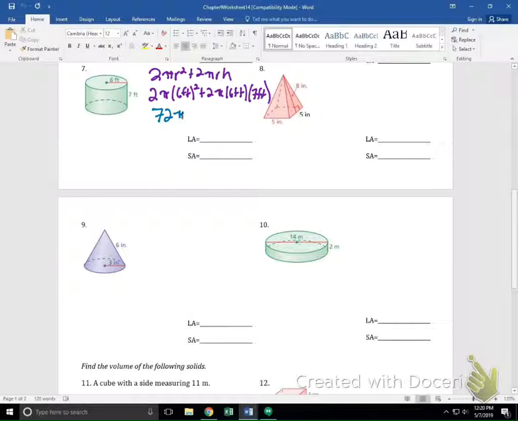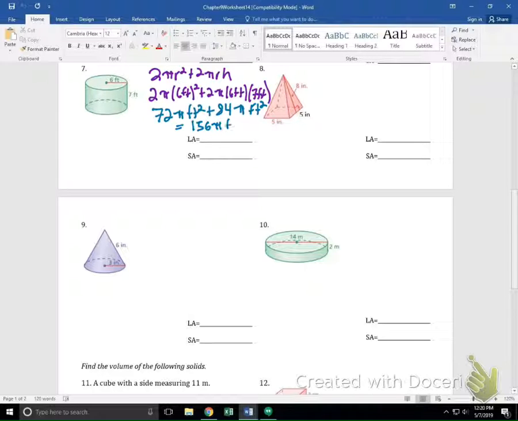So we end up with 72 pi feet squared plus, and you can do this 2 ways. You can do 6 times 2, which is 12, times 7. You said 12 times 3. Yeah, 84 pi feet squared. Sorry, I forgot the pi. What is 84 plus 72? 156.